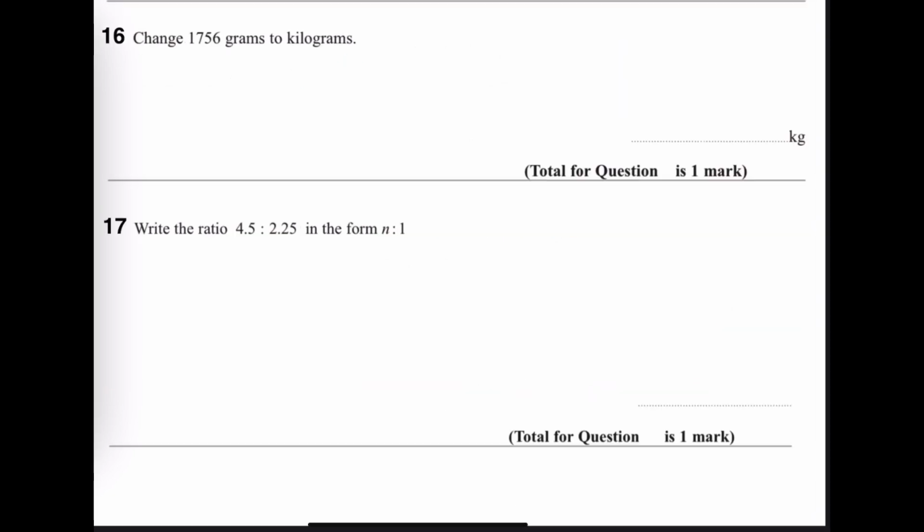Question 16. Change 1,756 grams into kilograms. So grams to kilograms is basically just divide by 1,000. And that's the other way. So if you do kilograms to grams, that's times by 1,000. So all we have to do is divide this by 1,000, and that will be 1.756.